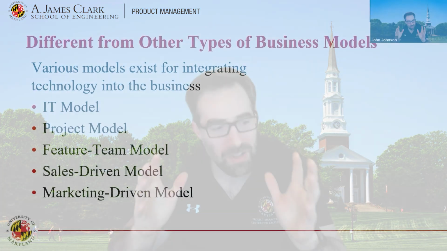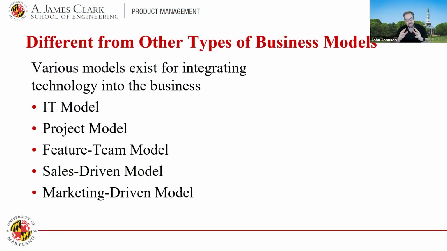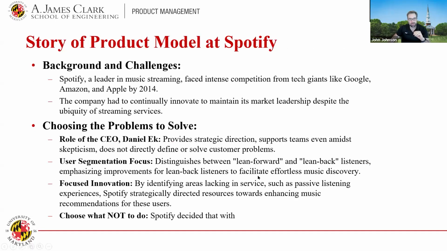The product model is all about engaging with customers and solving problems for them in a way that makes them excited and delighted to engage with your product, but also that works for the business, which is a very key constraint. So, to give an example of how all these models are different, I want to jump into the story of the product model at Spotify.